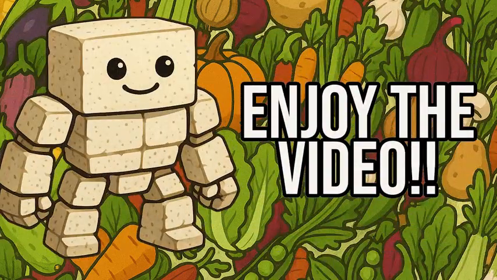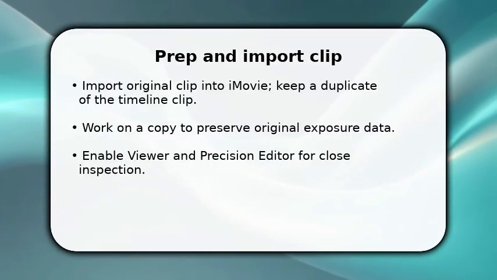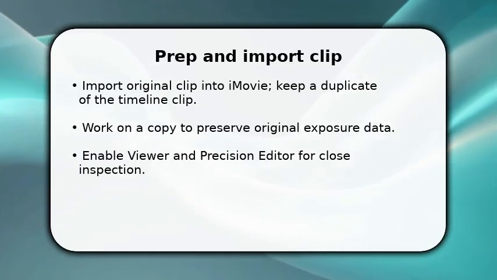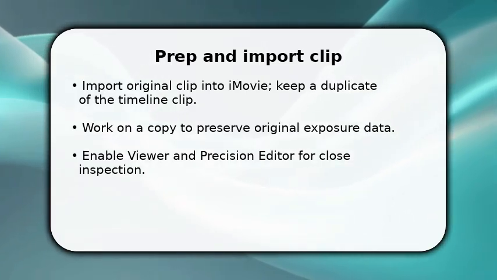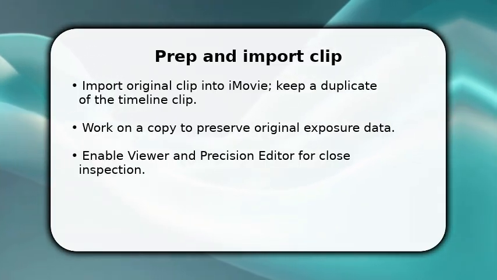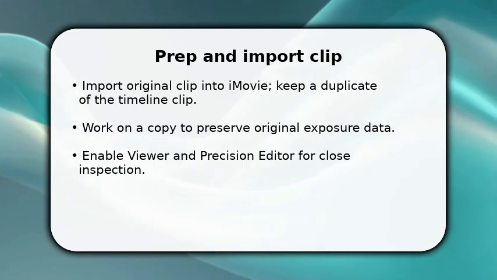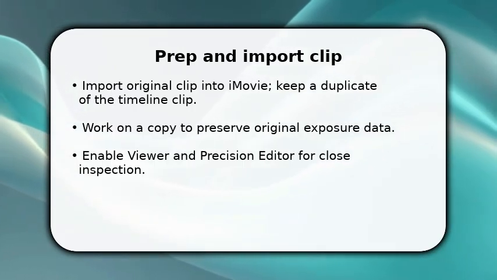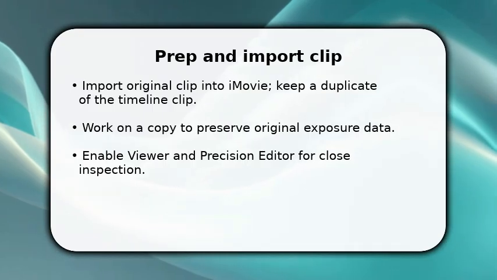Please enjoy the video. You've got the overexposed clip. Start now by importing it and placing a duplicate on the timeline so you always have the untouched source. Once done, zoom the timeline and enable the viewer so you can spot blown highlights. Make sure to switch to color correction controls. This is where you'll pull exposure back.